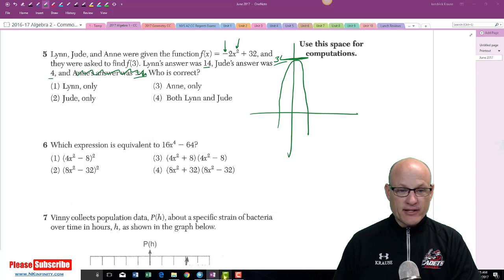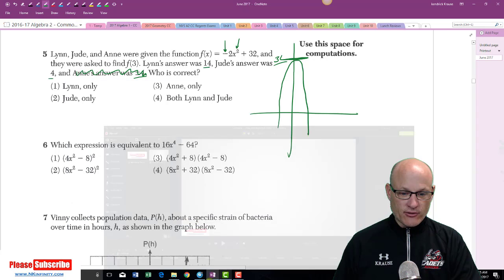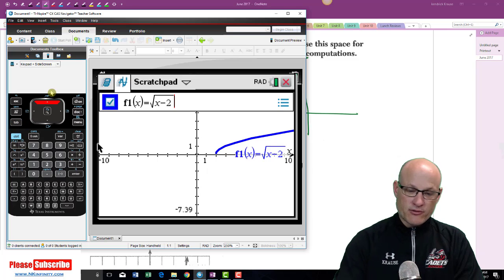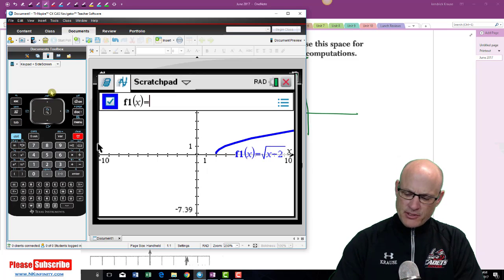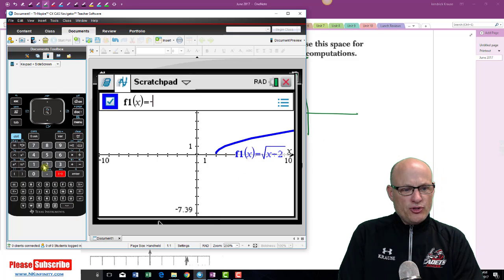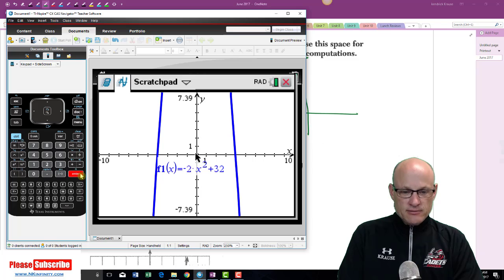Let's go over to our graphing calculator. That's not our graphing calculator. Let's go over to our graphing calculator. And we'll hit tab. We'll hit the up arrow. Hit the up arrow. Hit tab. Hit tab again. Hit the up arrow. We'll get rid of this crap. And we'll type in... I got to do this with my mouse. Negative 2x squared plus 32. Press enter.